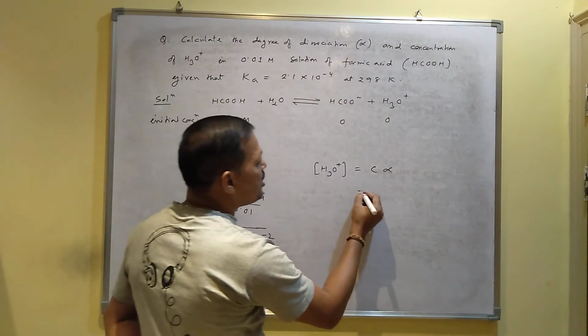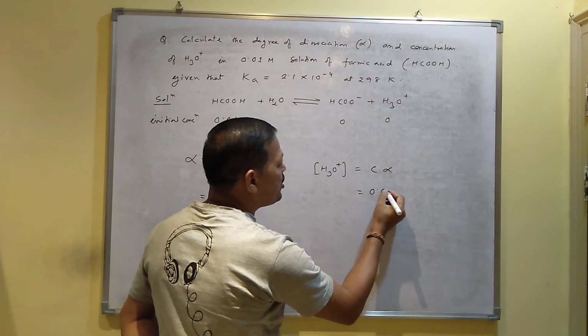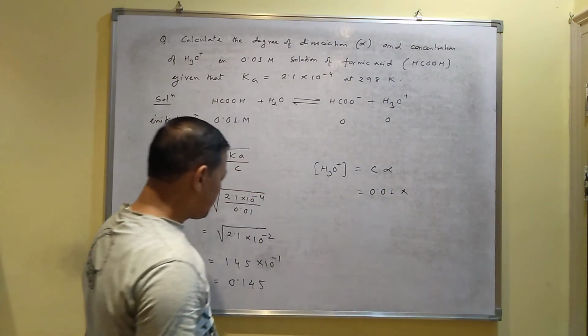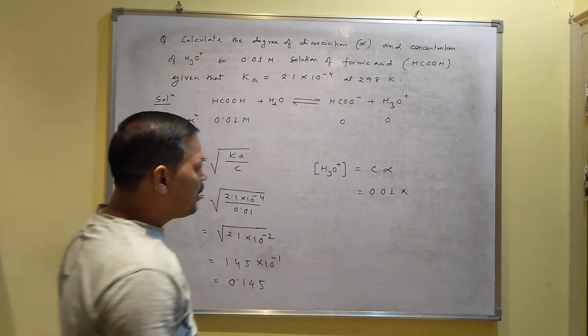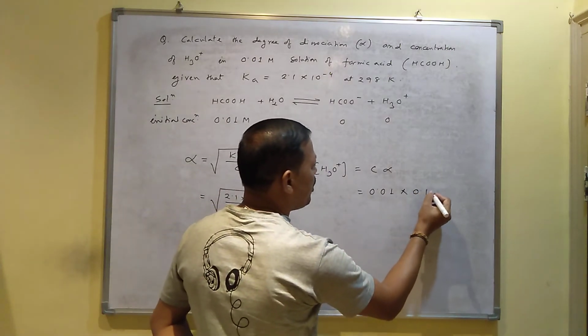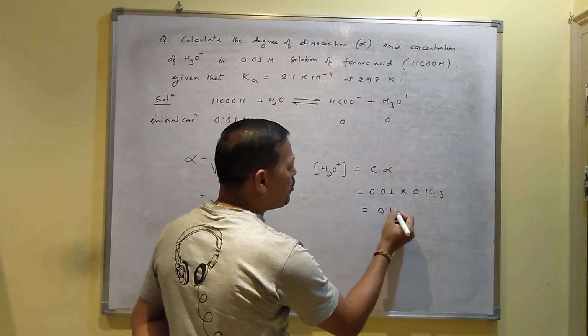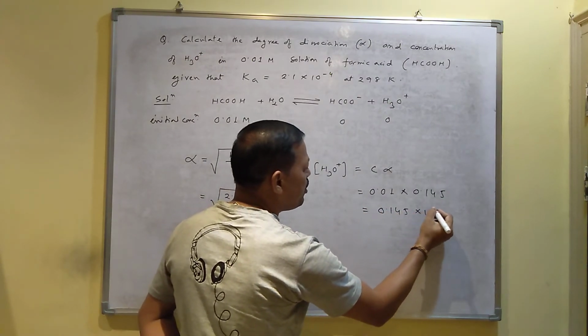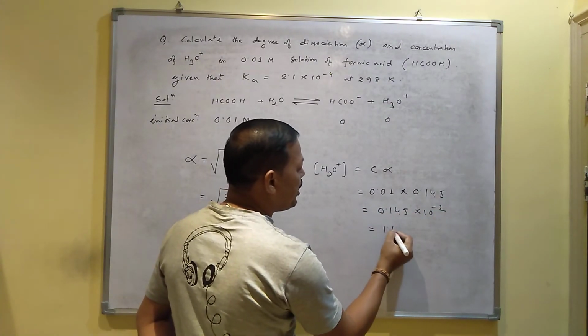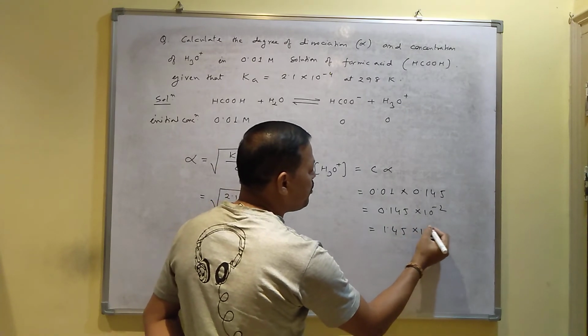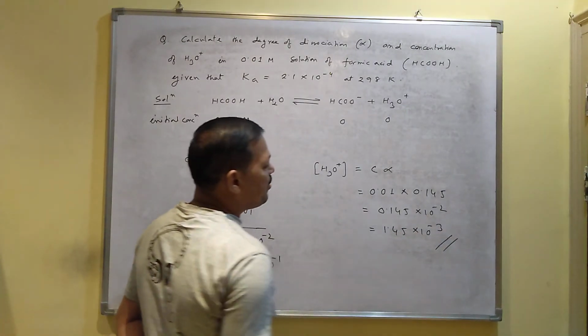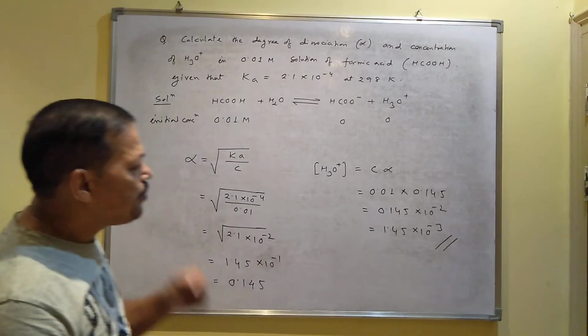So what is the concentration? Concentration is given 0.01 into the alpha value, which is 0.145. That means you can write 0.145 into 10 to the power minus 2. Ultimately you can write 1.45 into 10 to the power minus 3. This is the concentration of hydronium ion.